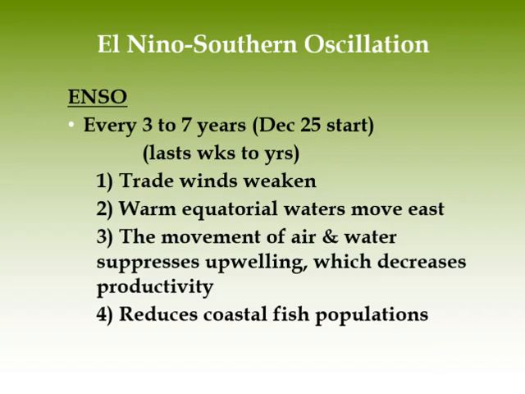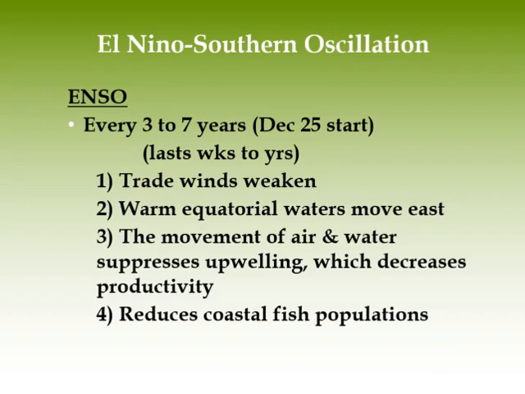El Niño Southern Oscillation is the most important climatic event for you to understand by far. El Niño is an event that occurs in the Pacific Ocean every 3 to 7 years. It starts around December 25th, which is why it is called El Niño. It usually lasts about 1 to 3 years.